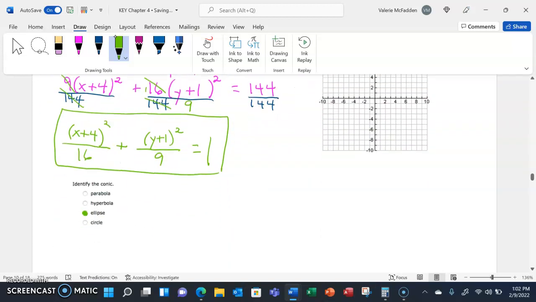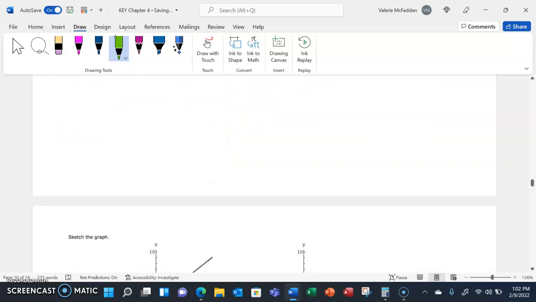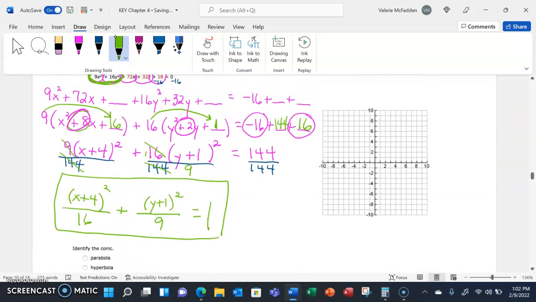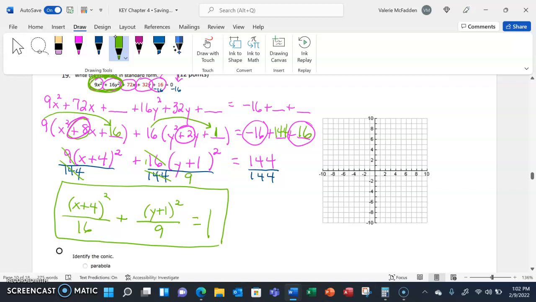Okay, I think we're going to have to graph it down below here. Yeah, we have to find the graph. So our center is (h, k), so it's the opposite and opposite. So negative 4, negative 1. That would be right here on our graph paper. That's going to be the center of the ellipse.